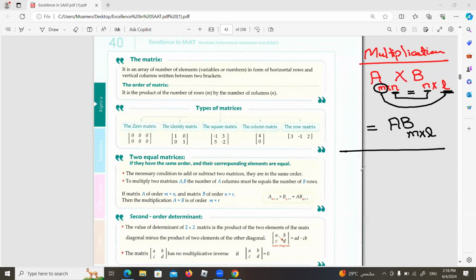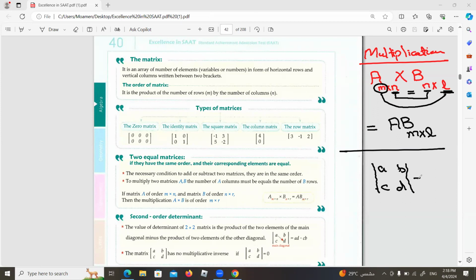We're going to the second order determinant. The value of a second order determinant, meaning 2 times 2. The determinant is how to calculate the value of a matrix. If you have a matrix, we change it into a determinant to calculate its value. For example, if we have A, B, C, D, this is a determinant called a second degree determinant, meaning a 2 times 2 determinant coming from a 2 times 2 matrix.